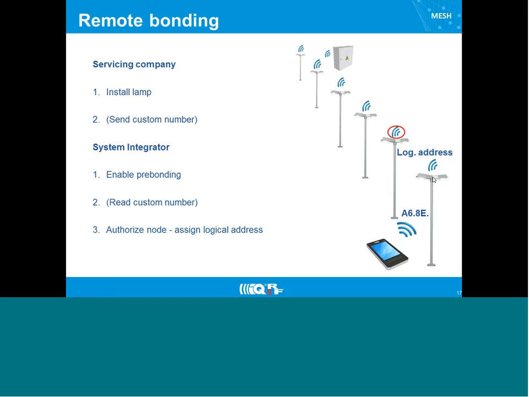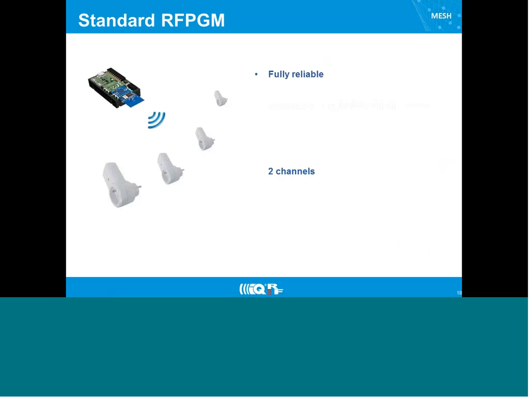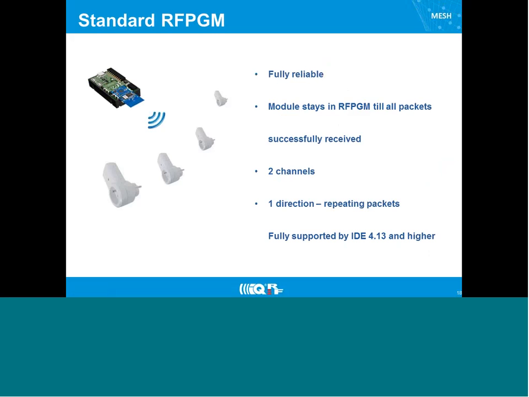So that's one of the key new features that we released in September. The second one is what is called standard wireless programming. We had wireless programming before as well, but it was only a light version and it was not 100% reliable. Now what we did for the reliability is, first of all, the module.